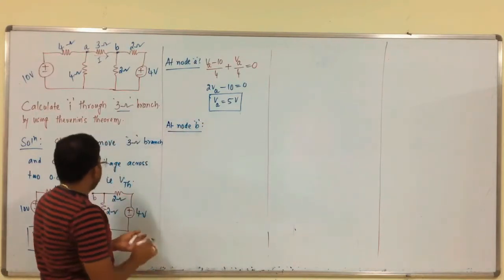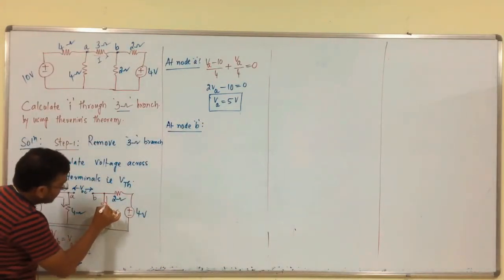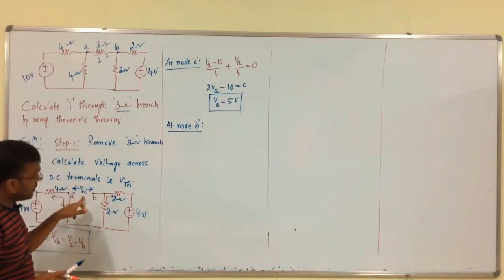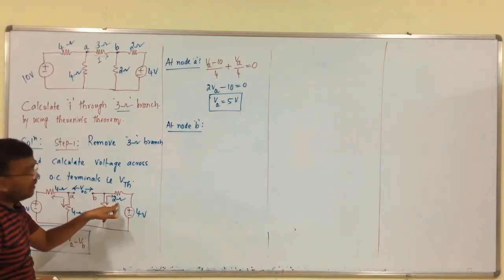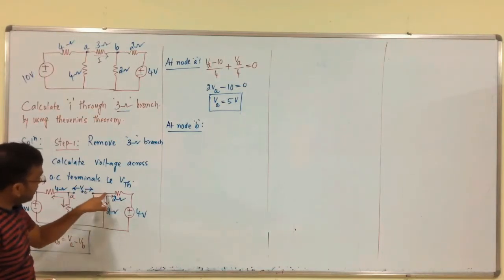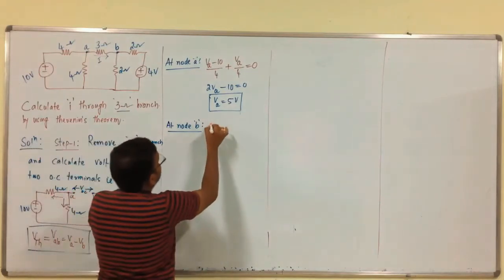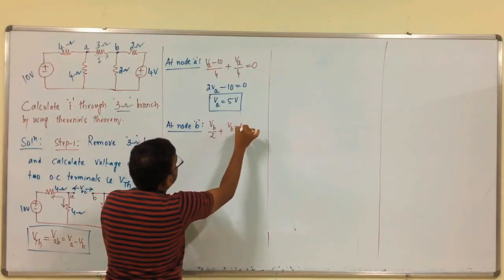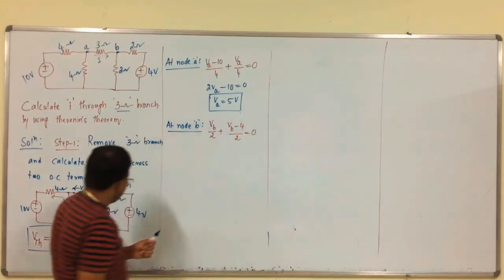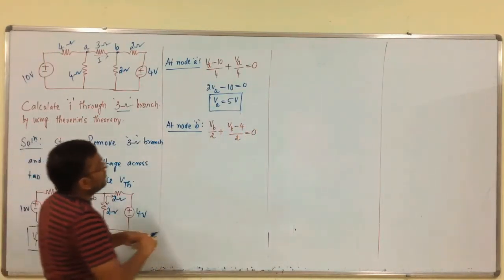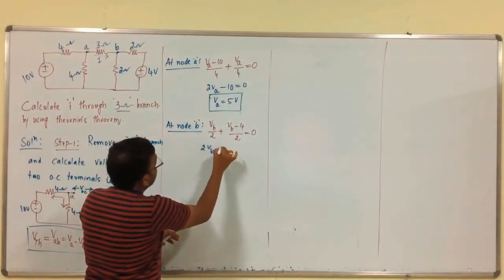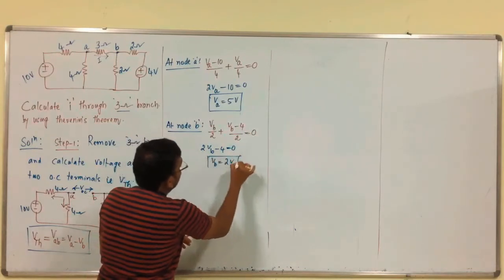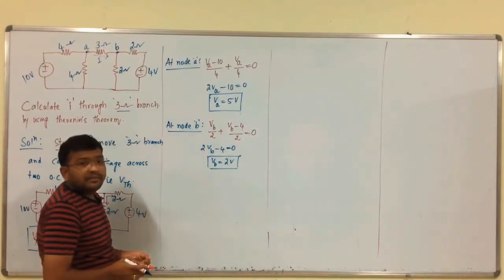At node B, this is also a leaving current, this is a leaving current, and there is no current through this. So, KCL: I1 plus I2 is equal to 0. So, (VB minus 0) by 2 plus (VB minus 4) by 2 is equal to 0. Clear? From this, 2 VB minus 4 is equal to 0. VB is equal to what? 2 volts. Finally, we have VA and VB.